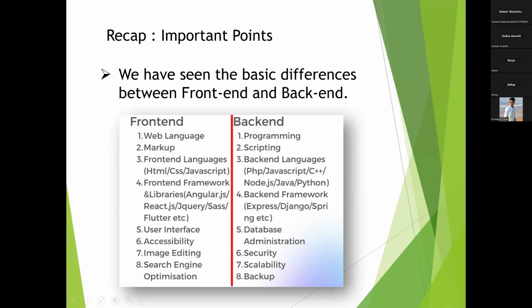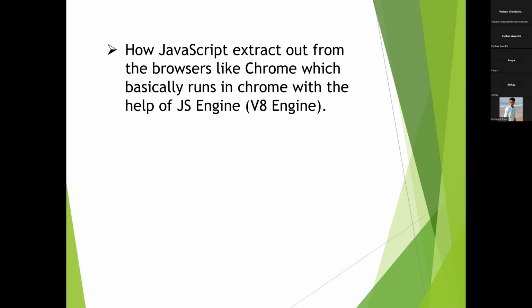We had also covered the frameworks which are responsible for making the front end. These frameworks include React.js, AngularJS, and others. In backend frameworks, we have already discussed Express and Django in our previous slide. The rest are the basic points which I had already covered in my previous presentations. Some points like how JavaScript is extracted from browsers like Chrome, which basically runs in Chrome with the help of the JS engine.